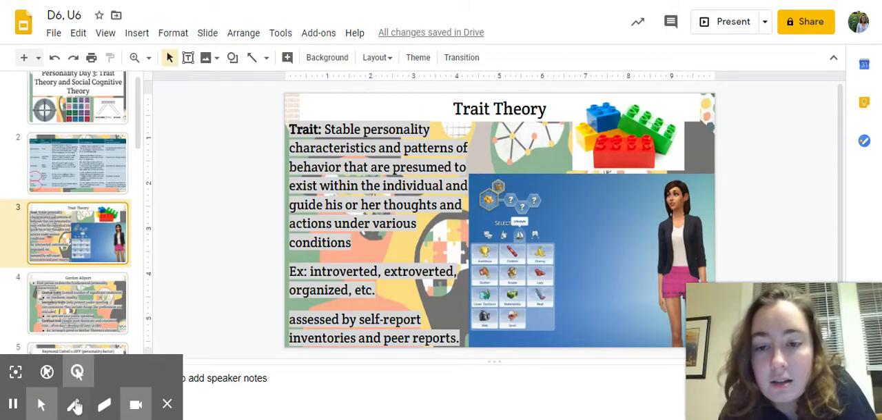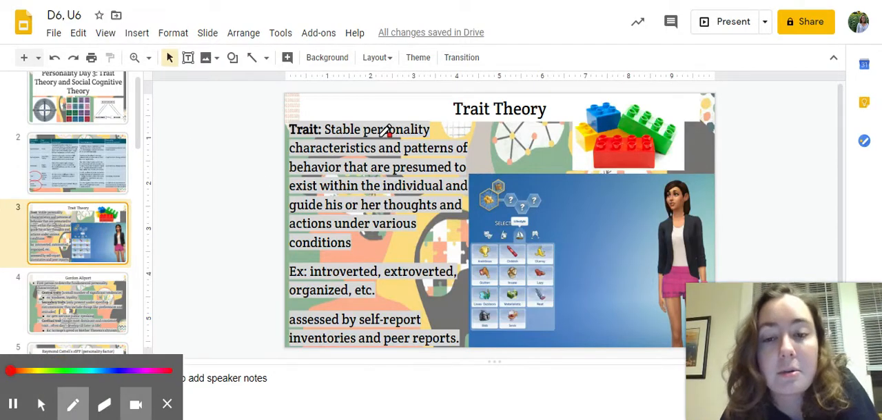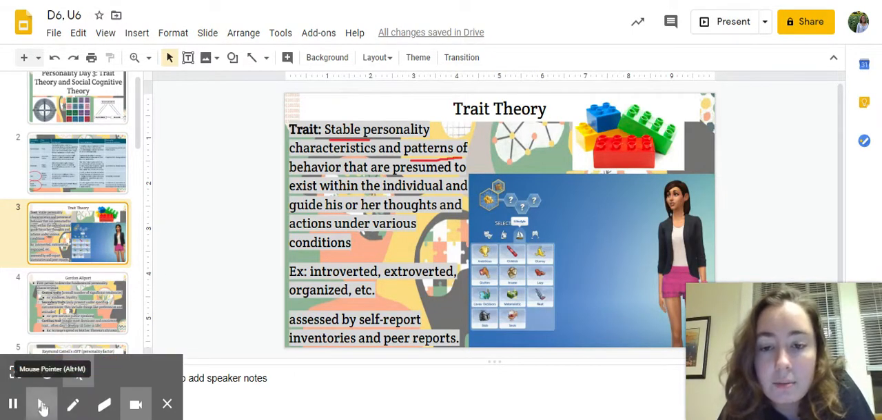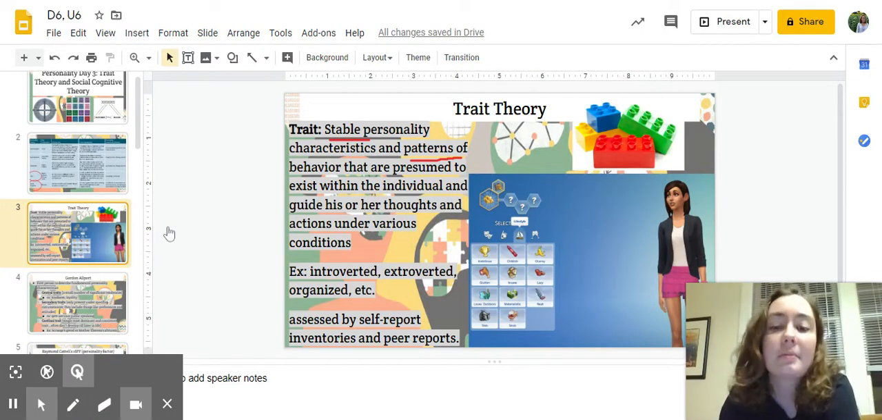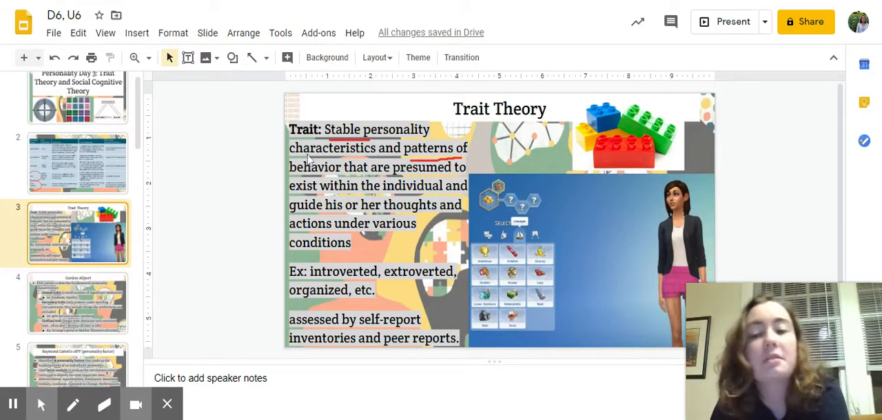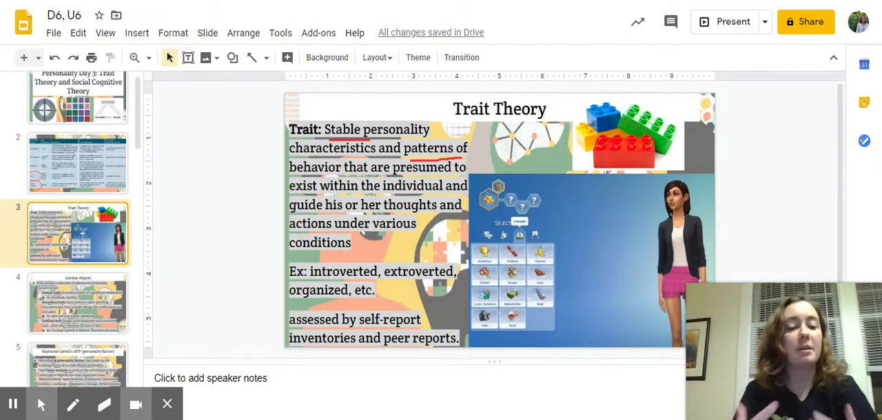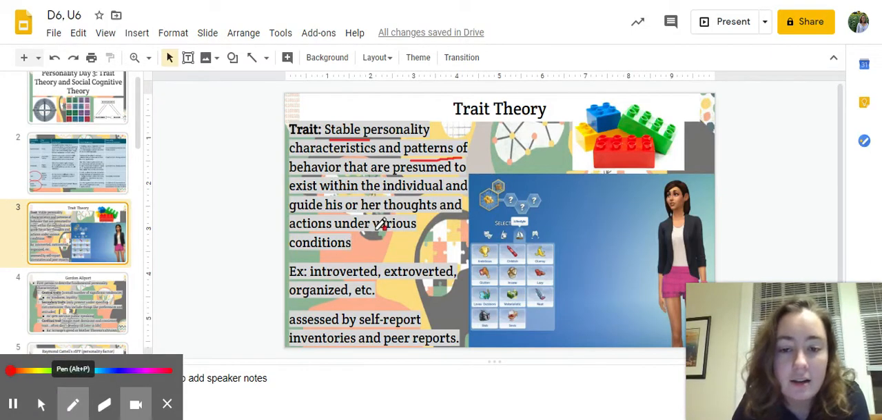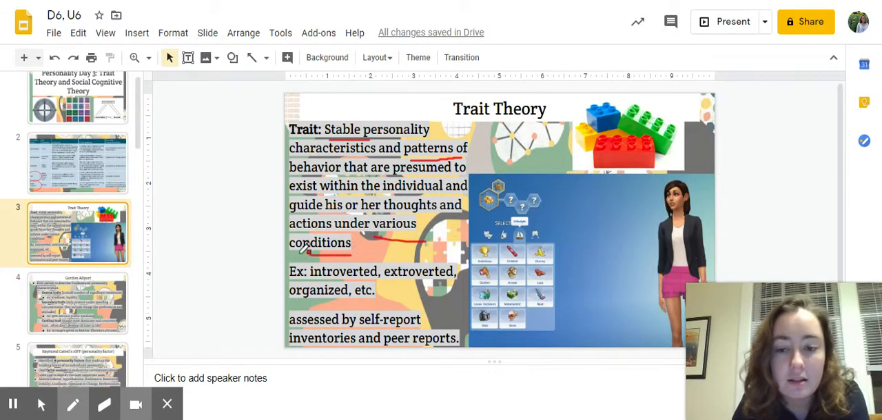So our definition here is a trait is just stable personality characteristics and patterns of behavior that are presumed to exist within an individual and guide his or her thoughts and actions under various conditions. So the big thing with this definition here is that these are stable patterns. So again, like I said, personality is long-lasting and enduring. And they say here that it's under various situations or various conditions.